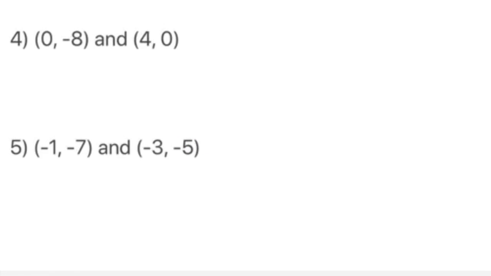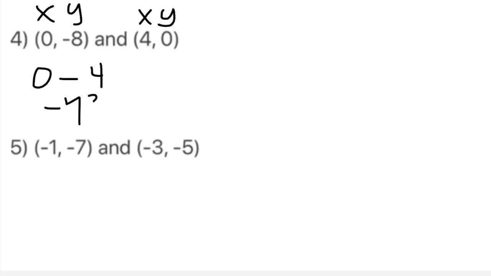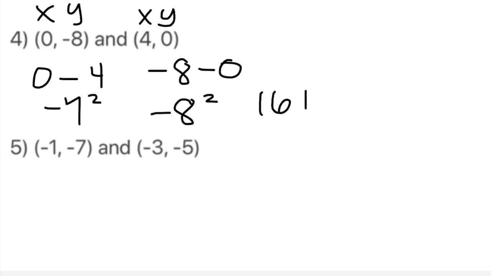So just like with all the other problems, we're going to start by labeling x and y. Then we're going to find the distance between our x. So we're going to do 0 minus 4, which is negative 4 squared. Then we're going to find the distance between our y. So we're going to do 8 minus 0, which is 8 squared. So we have negative 4 squared, which is 16, plus 8 squared, which is 64. 64 plus 16 equals 80.